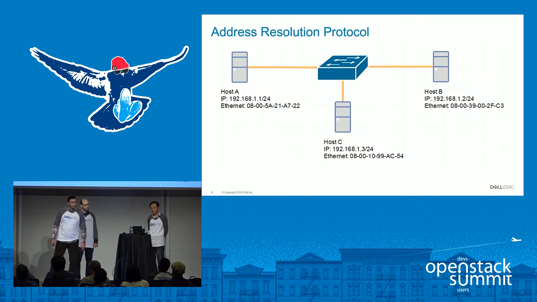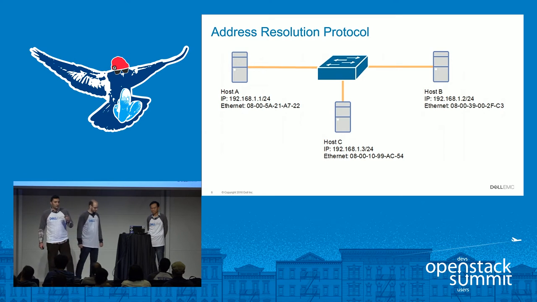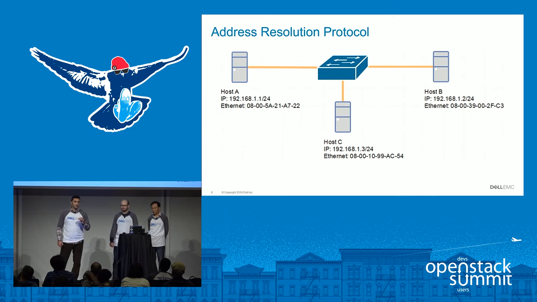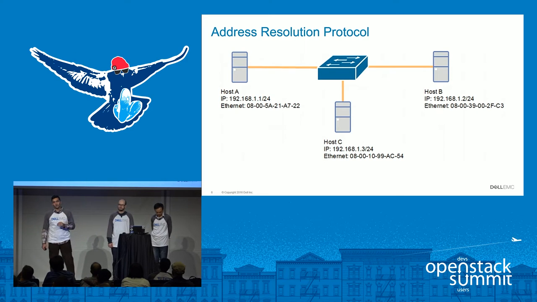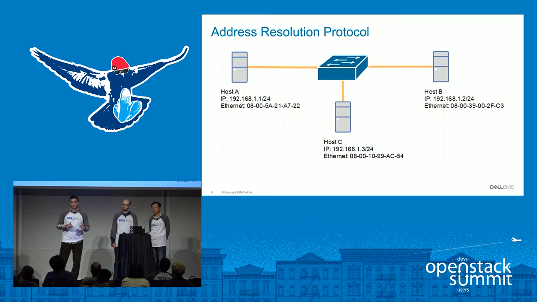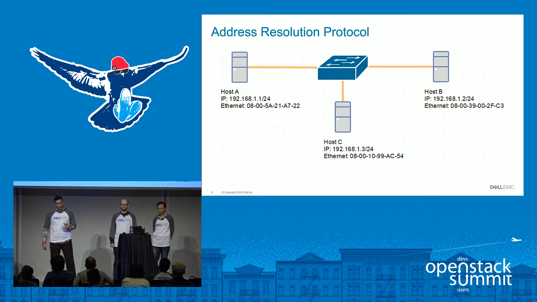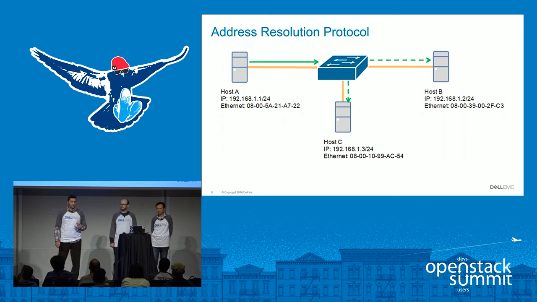OK, so if you have a network, you have three hosts here, host A, B, and C, all on the same layer two span. I draw two lines under layer two here because ARP is used when you have your hosts on layer two, so they are on the same subnet. And host A wants to communicate with host B in this example. So host A is going to send a broadcast ARP request. It's going to reach host B and host C.